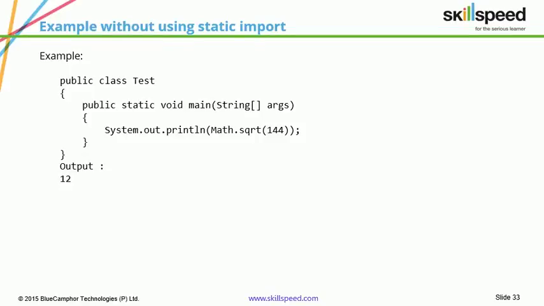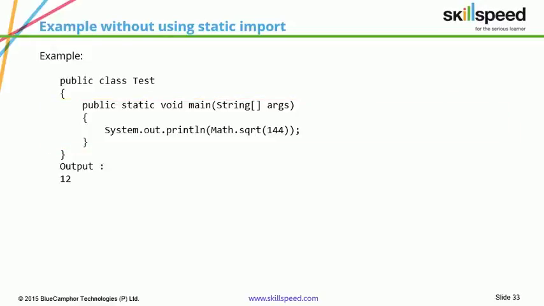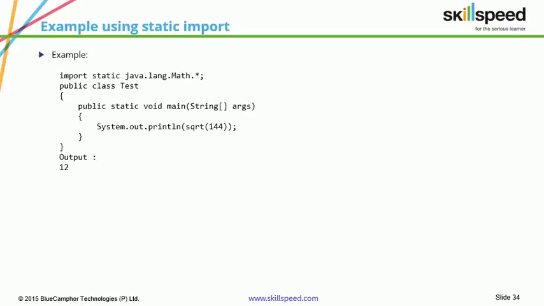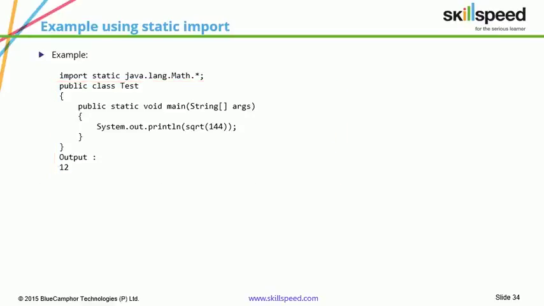Let us look at some example code. Example 1: public class Test, in which I have the public static void main, where I am printing System.out.println(Math.sqrt(144)), and I will get the output 12. The next example is import static java.lang.Math.*, and inside the public class Test I am writing my public static void main, where I am printing the statement again using System.out.println(sqrt(144)), which will again give me the output 12.